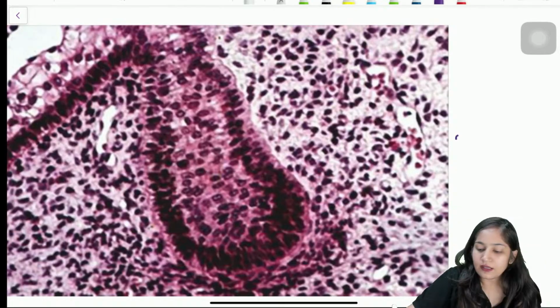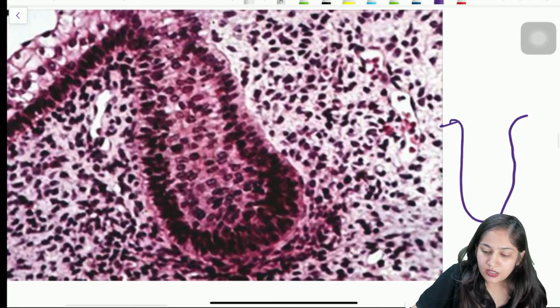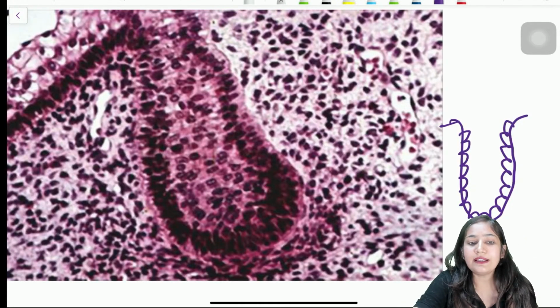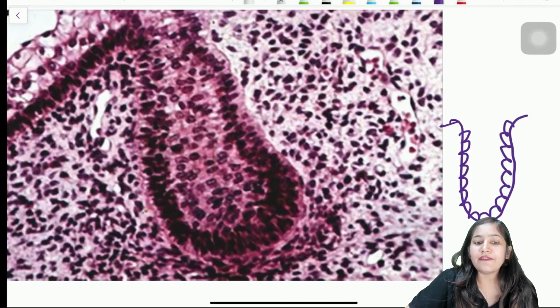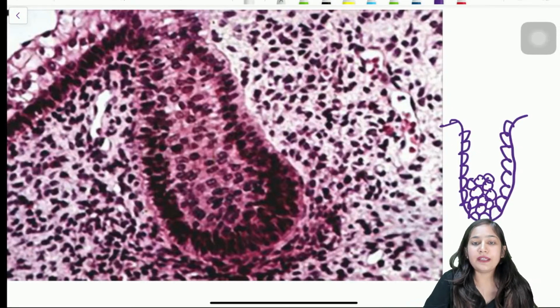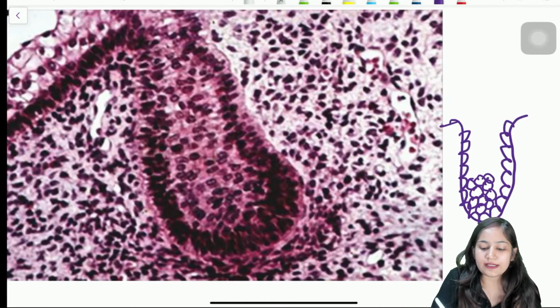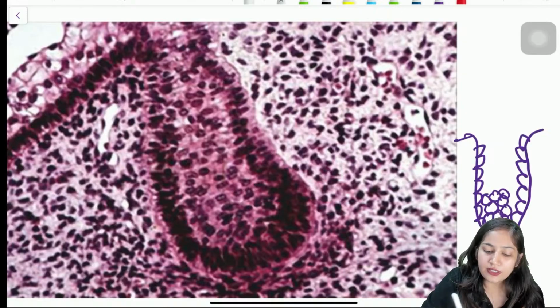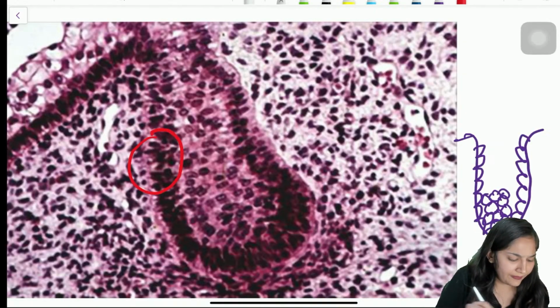Here you can see bud stage, bud shaped enamel organ, right? We have two layers here. Peripheral layer and central layer. Peripheral layer, that is the outer layer, having low columnar cells, and centrally we have what? Polygonal cells. So in bud stage, mainly what will happen? The enamel organ is having a bud shape and this enamel organ has two layers. Here also you can appreciate the two layers. This is one layer, outer layer.